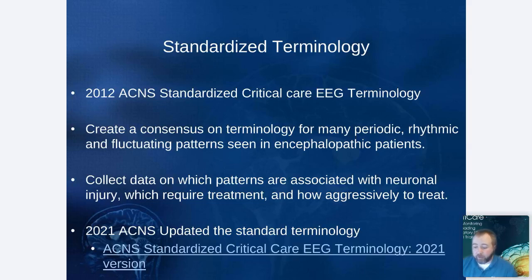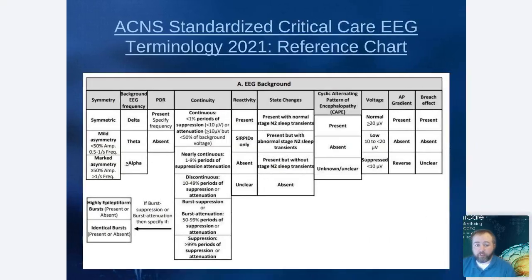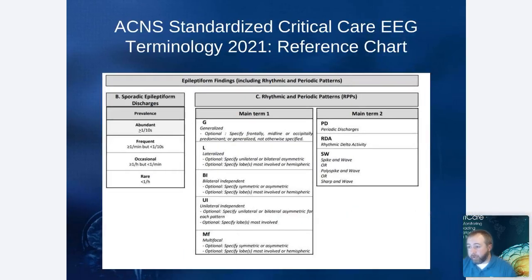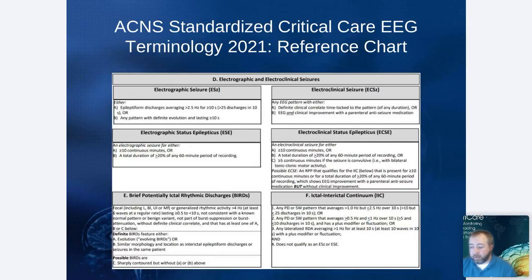The main thing, which I've clicked share and you guys should have access to, is this reference chart. It's actually, so this is just the top half of it. It's 2 pages long. Here's the part on background, epileptiform findings. The second page is the different modifiers, and then seizures.